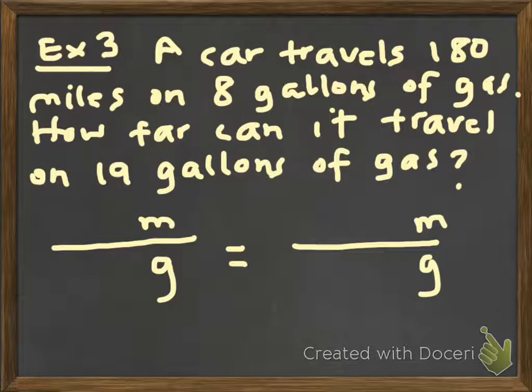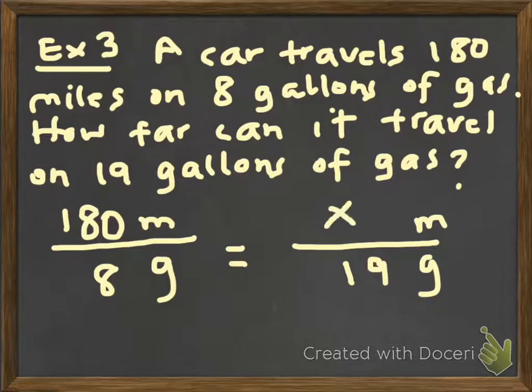So the first sentence tells you what to put on the first fraction. A car travels 180 miles on 8 gallons. So that's 180 miles on 8 gallons. The second sentence will tell you where to put the third number. How far can it travel on 19 gallons of gas? So it's talking about 19 gallons, so it goes here with the 19 gallons. And the one we don't know is the miles, so that's x.